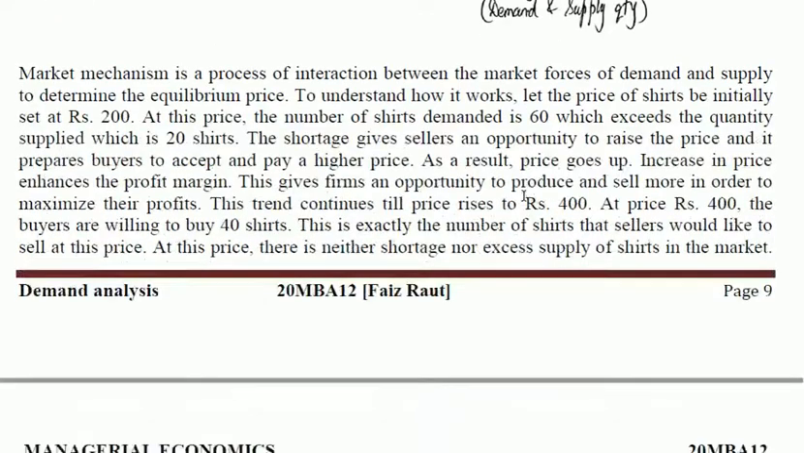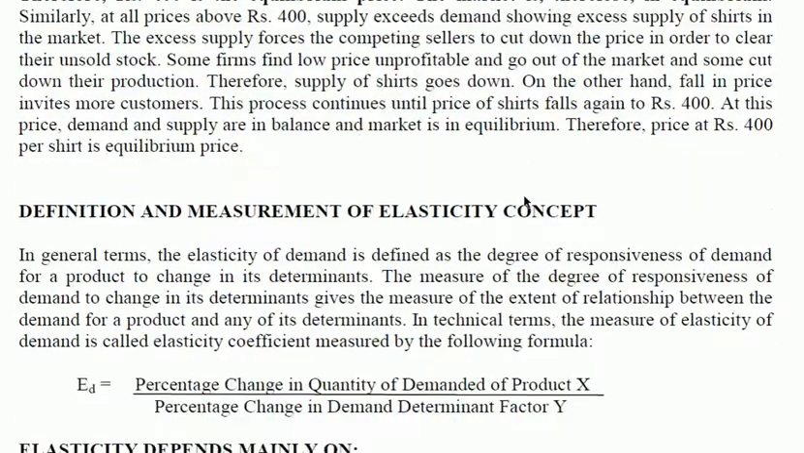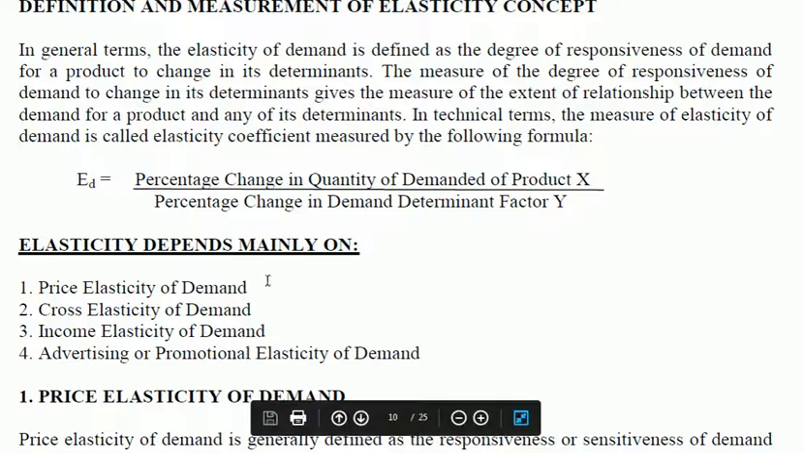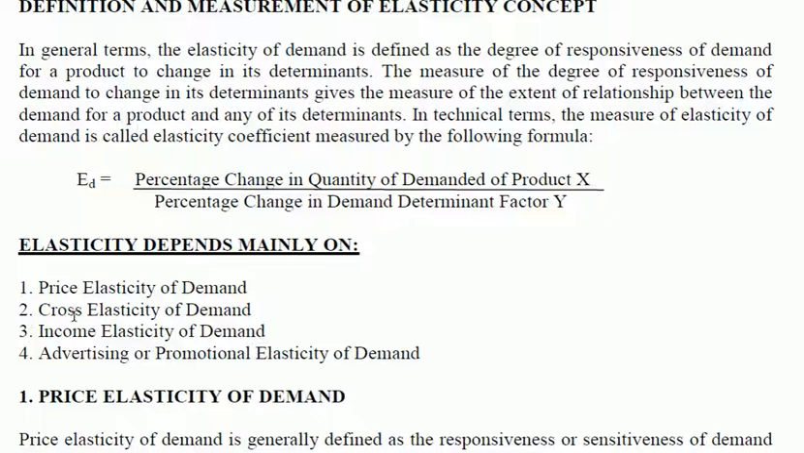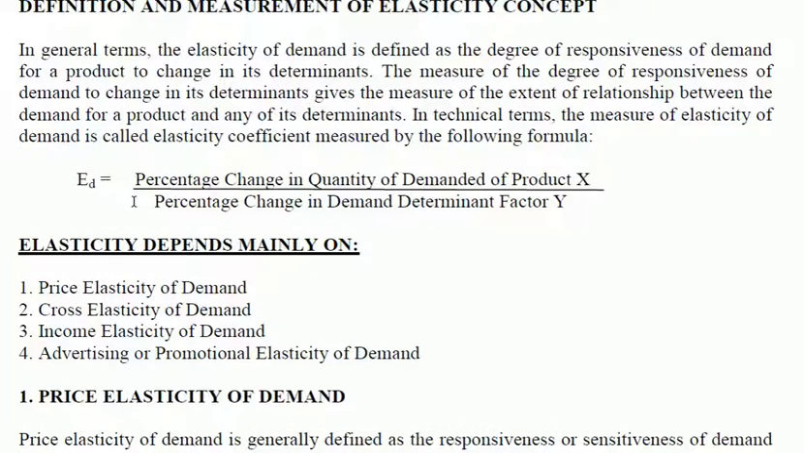Okay, so moving on, there is a great amount of explanation which has been mentioned. You can go through it. Then a small definition or measurement of the elasticity concept. How to measure the elasticity? There are 4 elasticities mentioned: elasticity depends mainly upon the price of the product, the cross elasticity of the product, the income of the consumer, and the advertising or promotional elasticity of the demand. So our elasticity will depend upon these 4 factors.